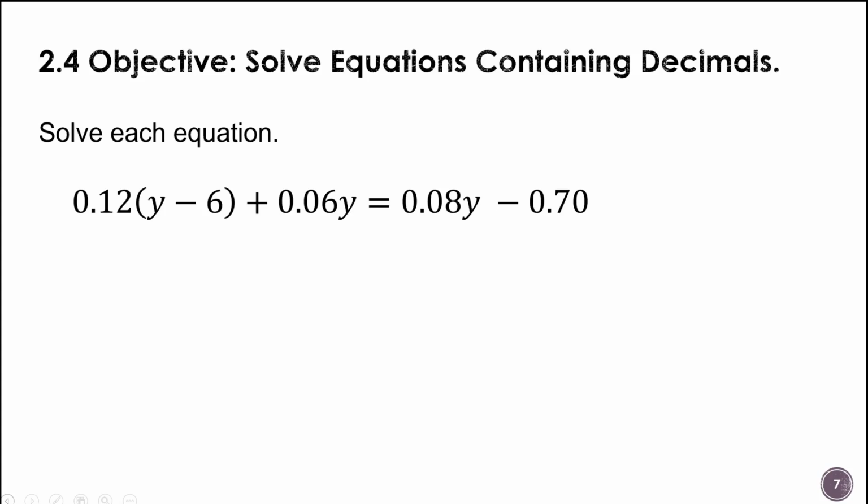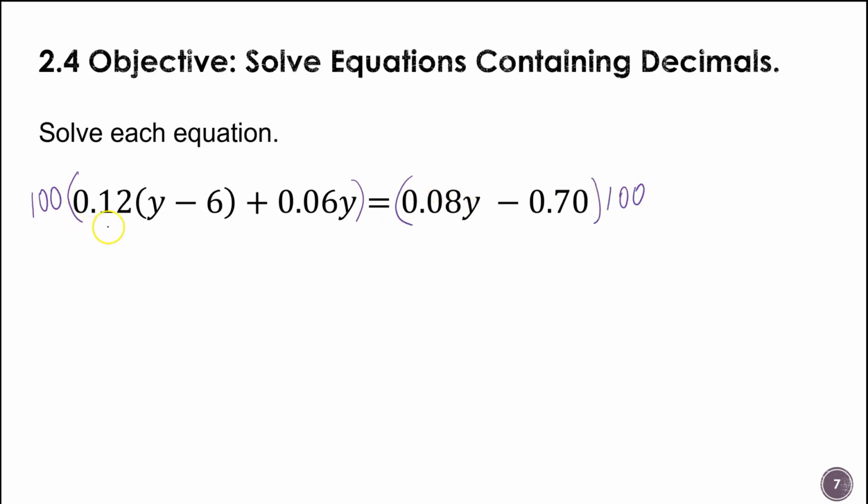Hi again, this is the second lesson for section 2.4, and on this equation I'm going to clear the decimals because I think it's just going to make it easier in the long run. So to clear the decimals, because each one has two places after the decimal, which is the hundredths place, we can multiply everything times 100 on both sides.